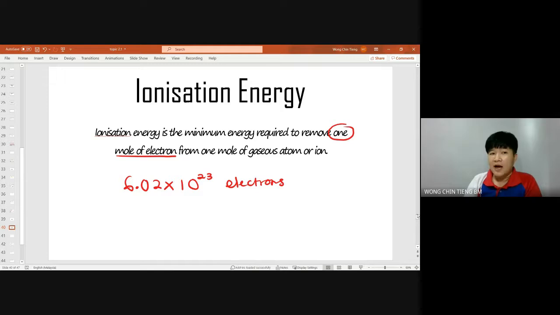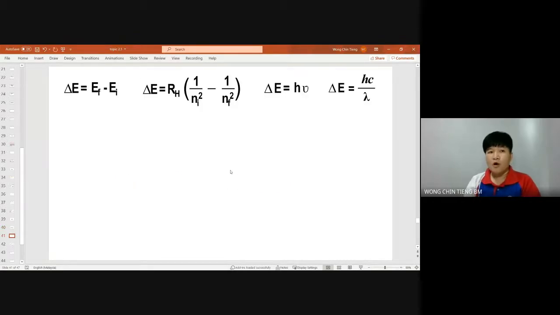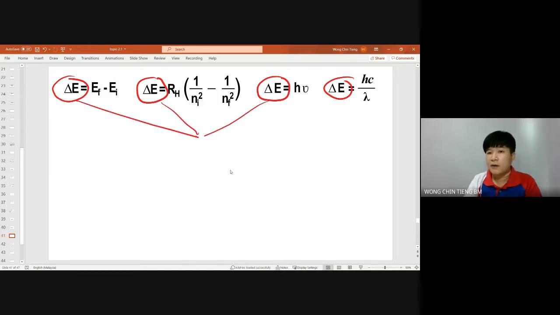Ionization energy is the minimum energy required. Required means your IE, your ionization energy, is forever positive. Forever. IE never becomes negative. IE is forever positive because it's energy required. But the problem arises: all this energy that you use in the formula, no matter what formula we are using, all this formula is talking about the energy of one single electron.